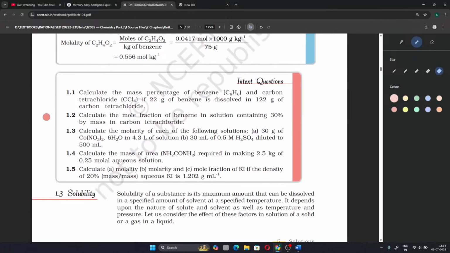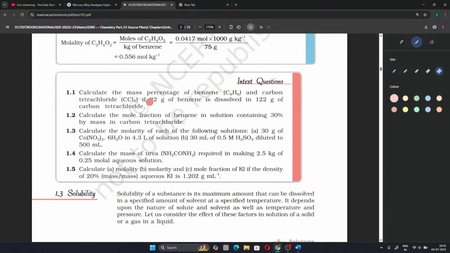I will now be doing the questions. Calculate the mass percentage of benzene and carbon tetrachloride if 22 grams of benzene is dissolved in 122 grams of carbon tetrachloride. Okay, this is basically mass percentage. Mass percentage is the weight of the solute by weight of the solution.